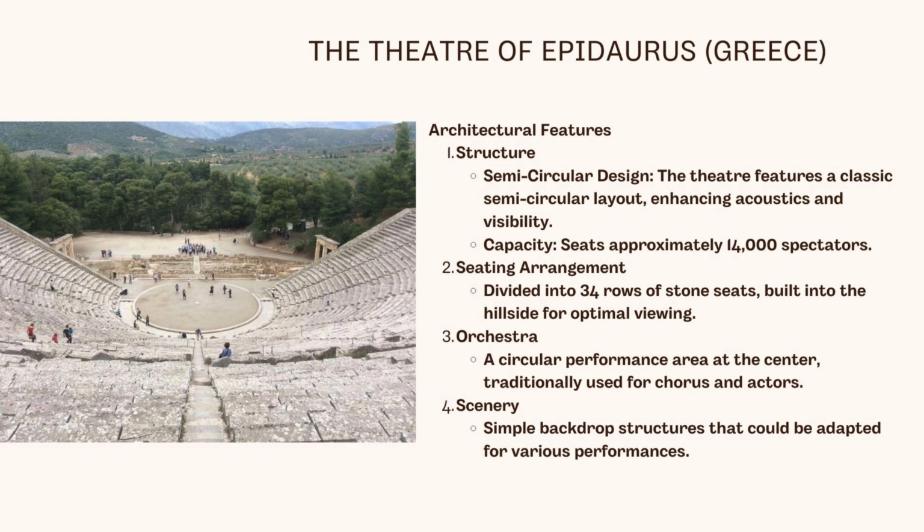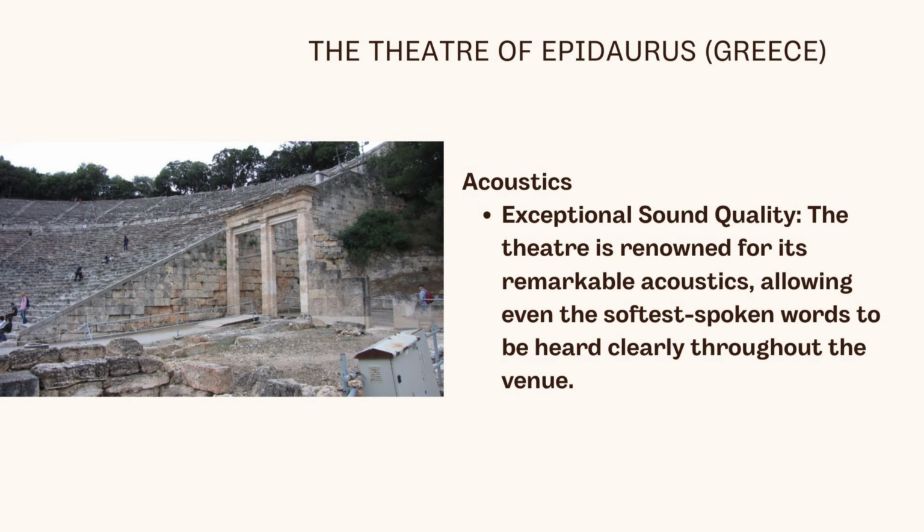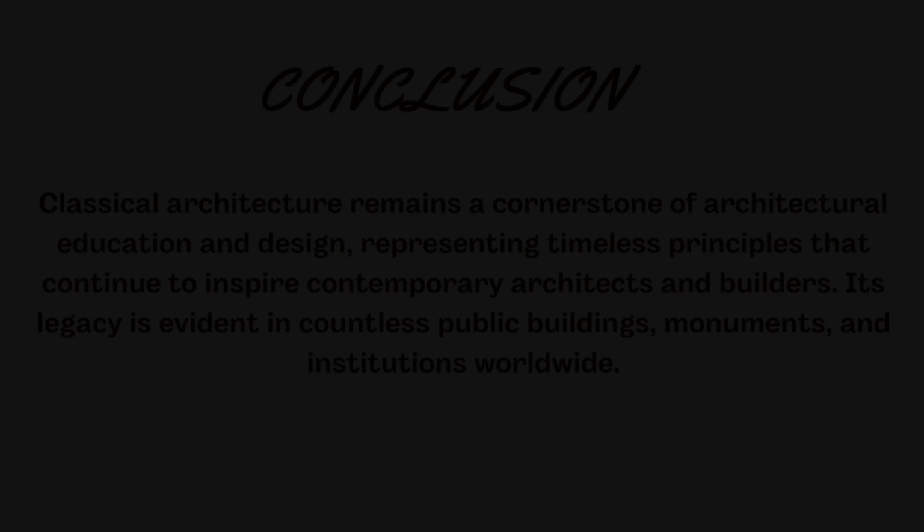Seating arrangement: divided into 34 rows of stone seats built into the hillside for optimal viewing. Orchestra: a circular performance area at the center, traditionally used for chorus and actors. Scenery: simple backdrop structures that could be adapted for various performances. Acoustics: exceptional sound quality. The theatre is renowned for its remarkable acoustics, allowing even the softest spoken word to be heard clearly throughout the venue.